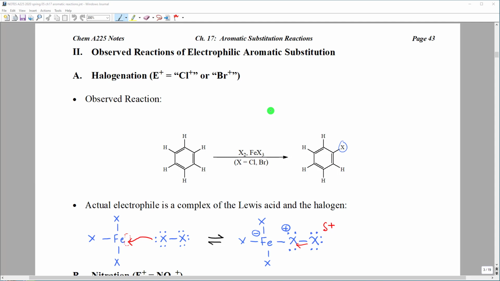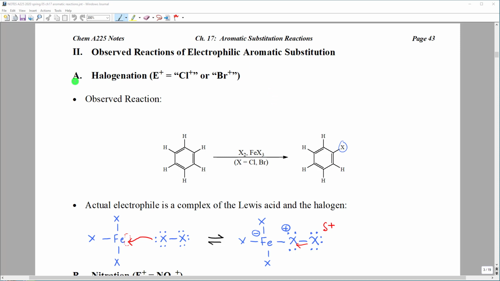We're now going to move on to the second part of our video. We're going to be looking at the observed reactions in electrophilic aromatic substitution. These reactions are going to follow the generalized mechanism, but what we're going to see is that we will change the identity of the electrophile, and therefore the group that is attached at the end will be different.